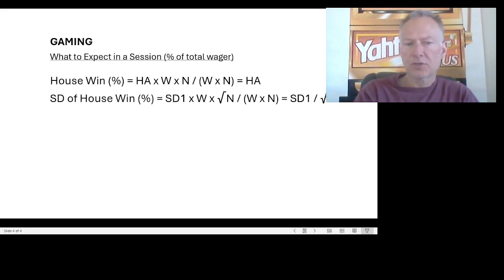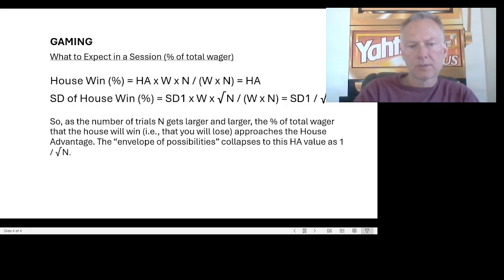Now the standard deviation of the house win as a percentage of your total wager is a little different. It's this term that we just calculated earlier, again divided by total wager. And what you see is that this goes as some constant divided by the square root of the number of times you play. So as the number of trials n, the number of times you play, the number of wagers you make, as that gets larger and larger, the percentage of the total wager that the house will win, in other words, that you will lose, approaches the house advantage.